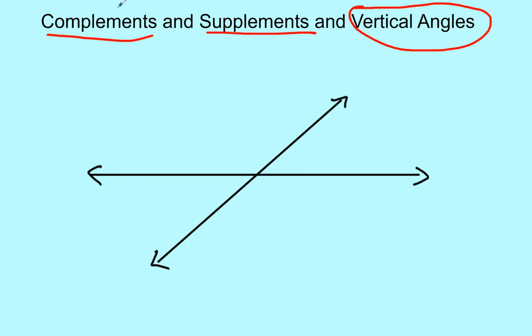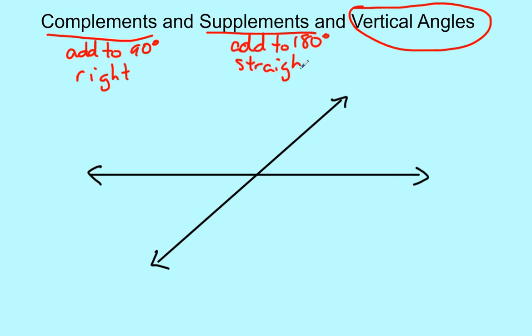Okay, so complements, remember, are two angles that add to 90 degrees, which is a right angle. And supplements are two angles that add to 180 degrees, which are straight angles. One of these shows up much more often than the other, which are supplements.